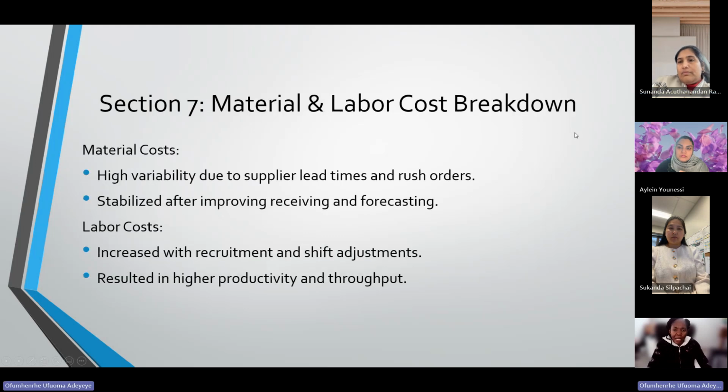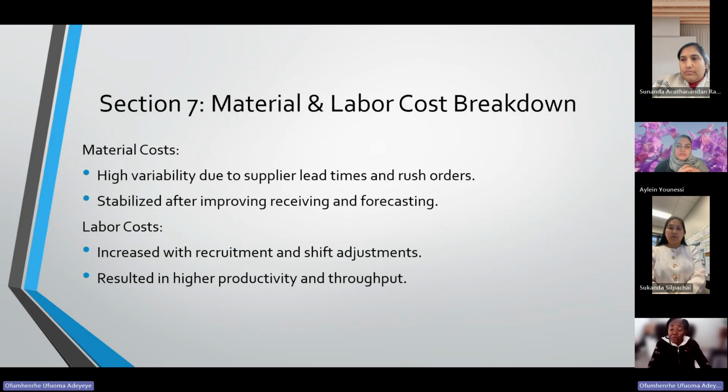So we have the material and labor cost breakdown. Material costs were highly variable due to rush orders and supplier delays. Some suppliers did not supply completely, they just supplied a bit, and then we had to go back to check if they were going to supply the rest. Once receiving stabilized, material spending became more predictable.